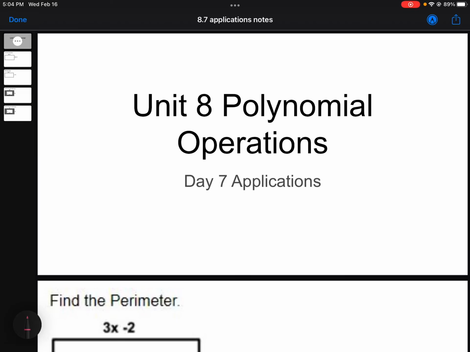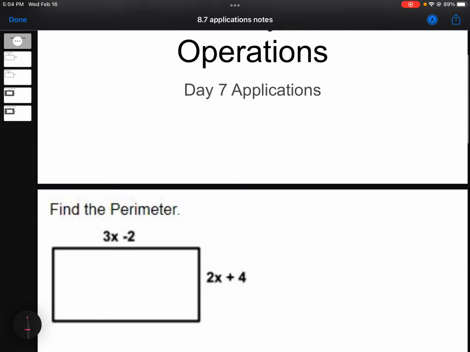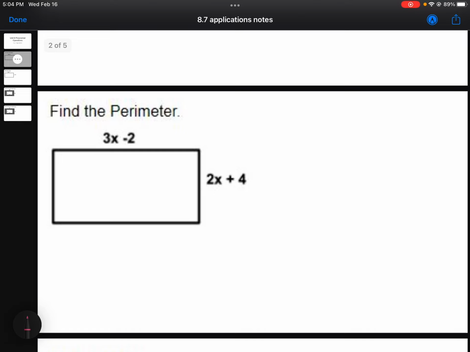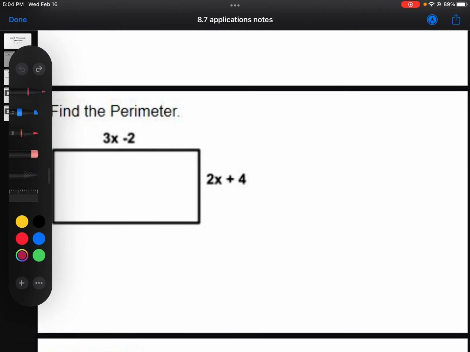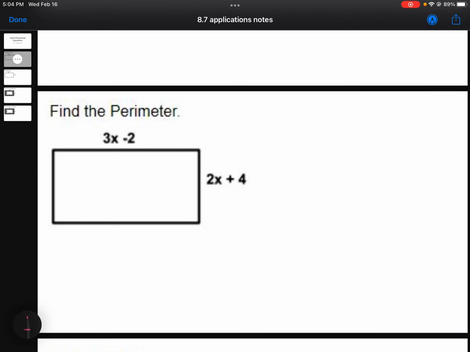Okay, today we're talking about polynomial operations and applications. First, starting off with perimeter. Remember, perimeter is if I were to walk all the way around this rectangle, so I would add up the sides. So I'm going to go ahead and label this bottom 3x minus 2 and the side 2x plus 4.